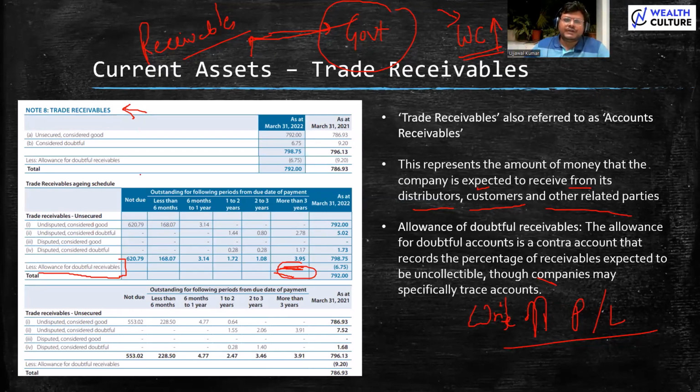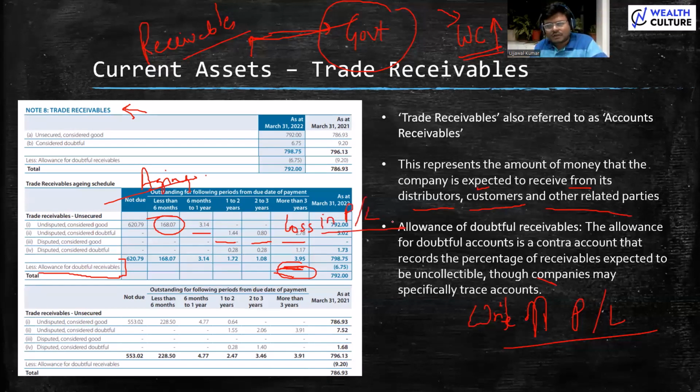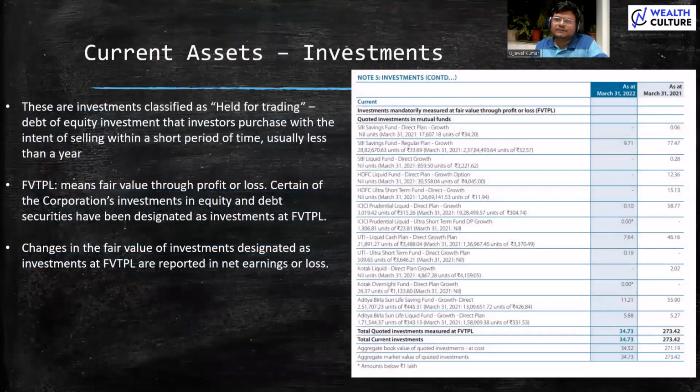Which is why the aging schedule is very important, because then you know how efficient the company is in collecting its receivables. The majority of the money has to be collected within 6 months. Anything beyond 6 months has to be a very small number. If a company has a lot of receivables even after more than 3 years, then assume that this is not coming. It has to be basically realized as a loss in the P&L. Right? So that's receivables.